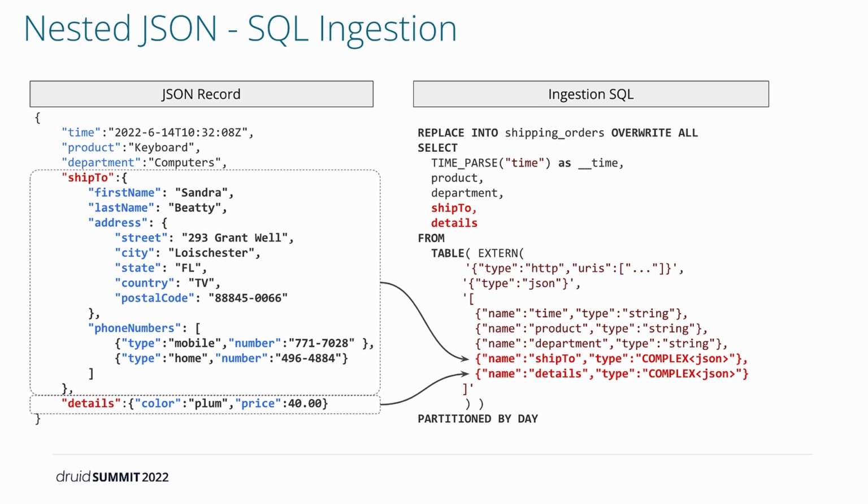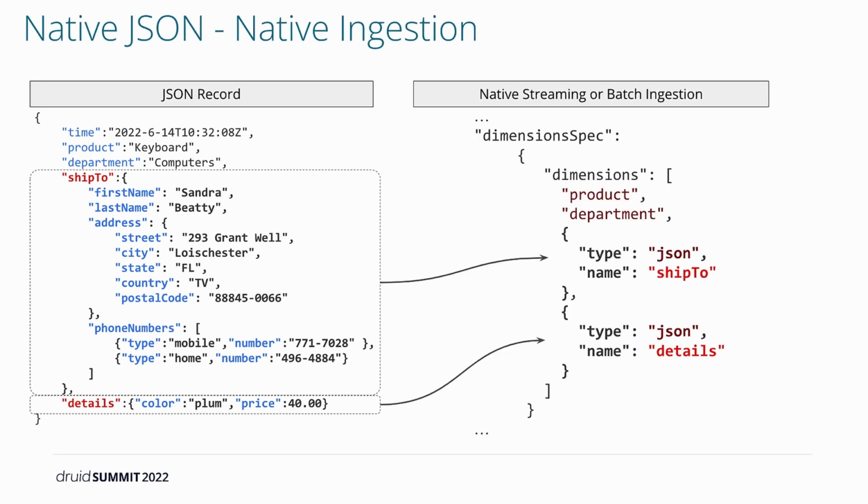Once you do this, you run this SQL to do the ingestion, and it will automatically do all the indexing of the JSON fields within the ship2 and the details sub-objects. Within native streaming and batch ingestion, it's just as easy. All you need to do is in the dimensions spec, specify the dimensions as you usually would, and in the case of the JSON fields, just specifying them as type JSON. The rest of it is automatic.